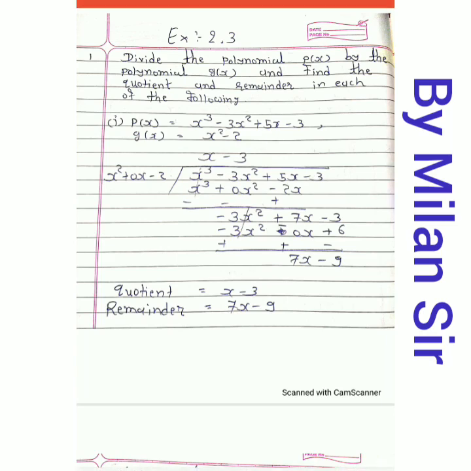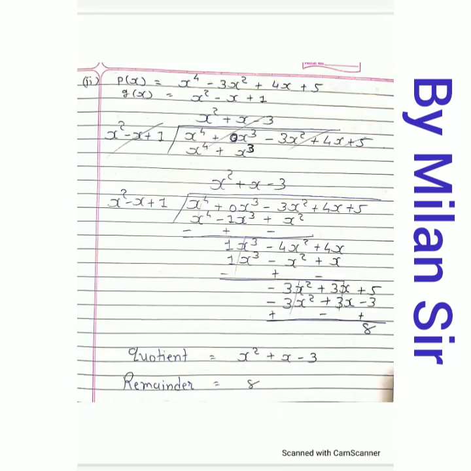Then second question. Second question, p of x is equal to x raised to 4 minus 3x square plus 4x plus 5. G of x is equal to x square minus x plus 1. So our first step is we need to arrange the terms in sequence exponent-wise. So here x raised to 4, then there is no term which contains x cube. So in place of that I have written here 0x cube, then minus 3x square, then 4x and plus 5. So we need to maintain the sequence.